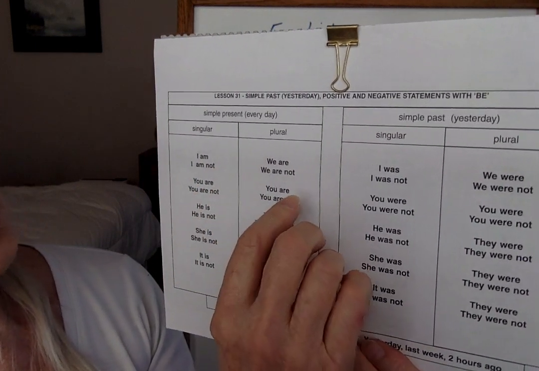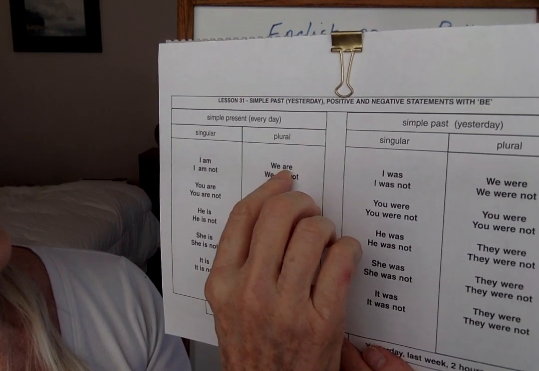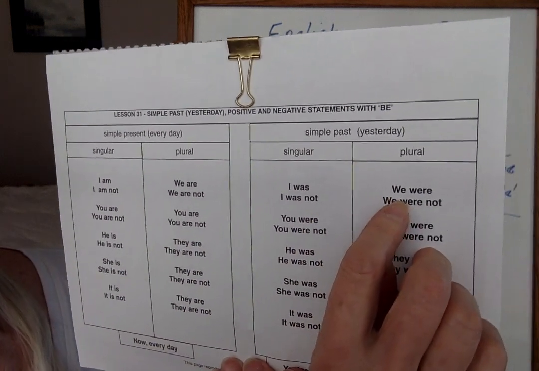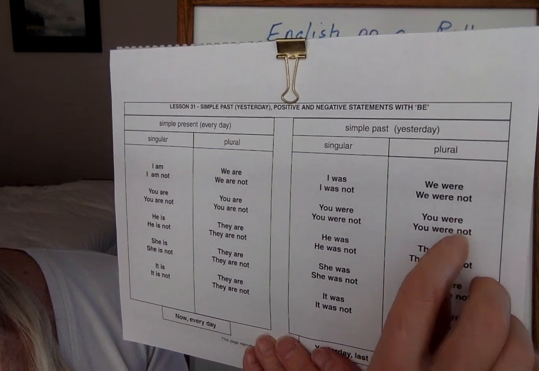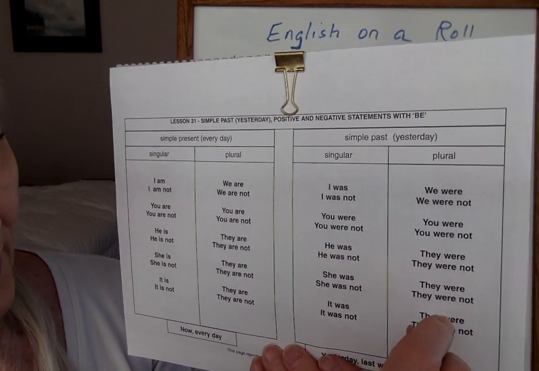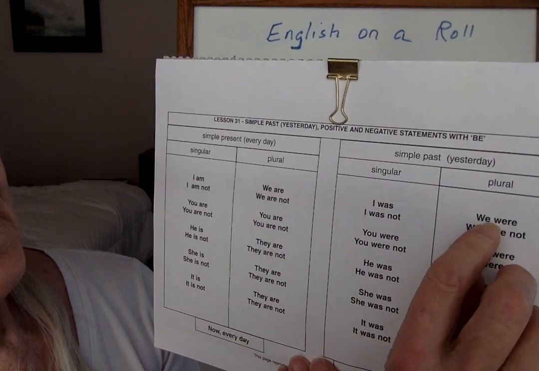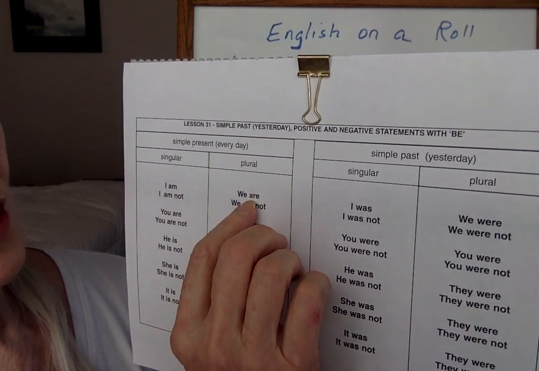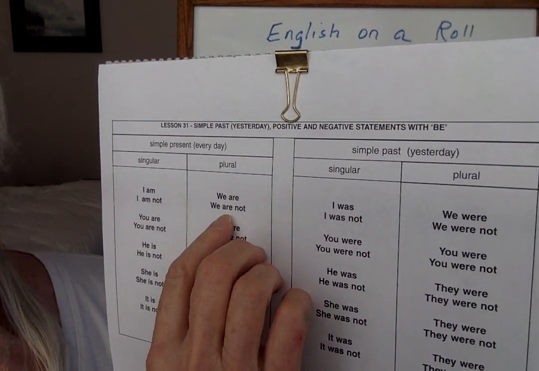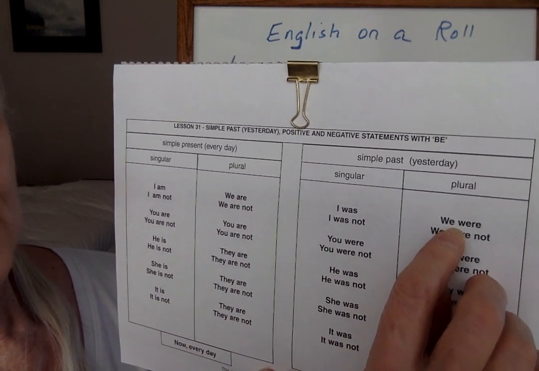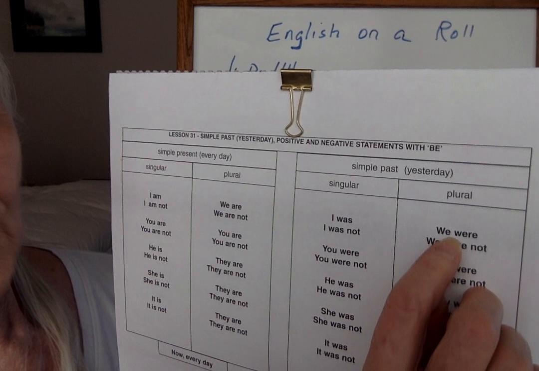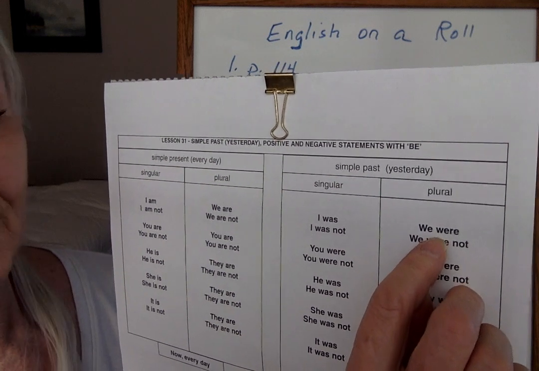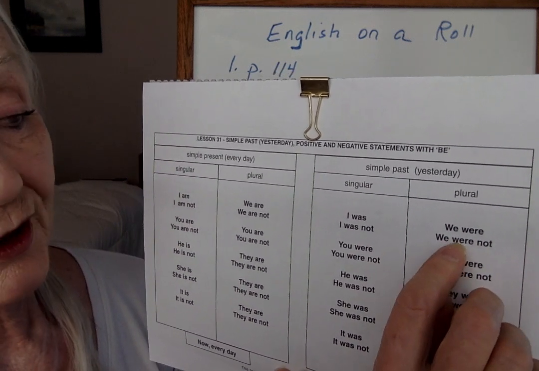Now, if you look at the plural, notice here's we are, you are, they are. Are. Look over here. Pasado, were. Solamente una palabra. So, let's just do this. Every day, we are students. We are, or we are not. We are not teachers. Pasado, last year, we were workers. Last year, we were children. We were not is your pasado.